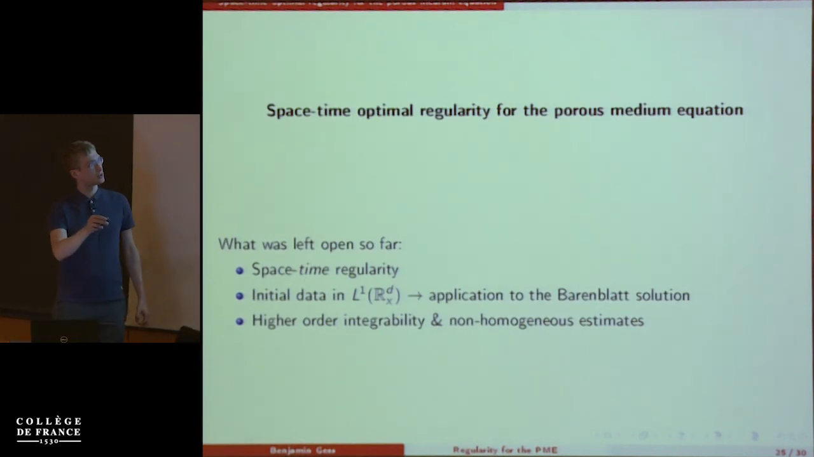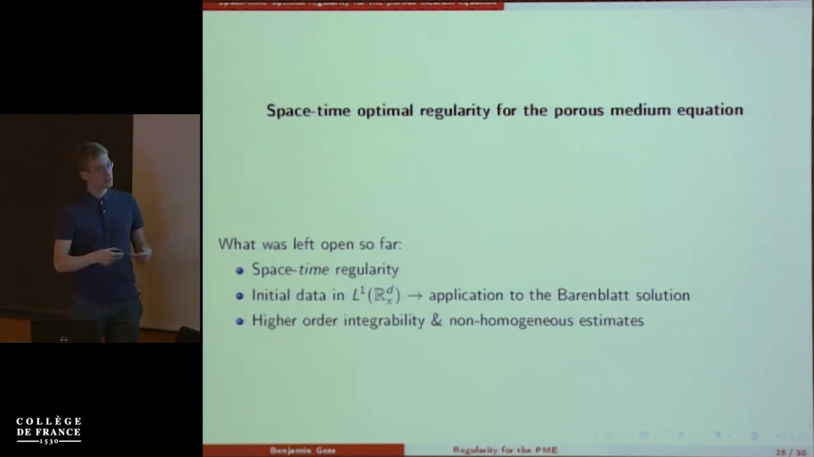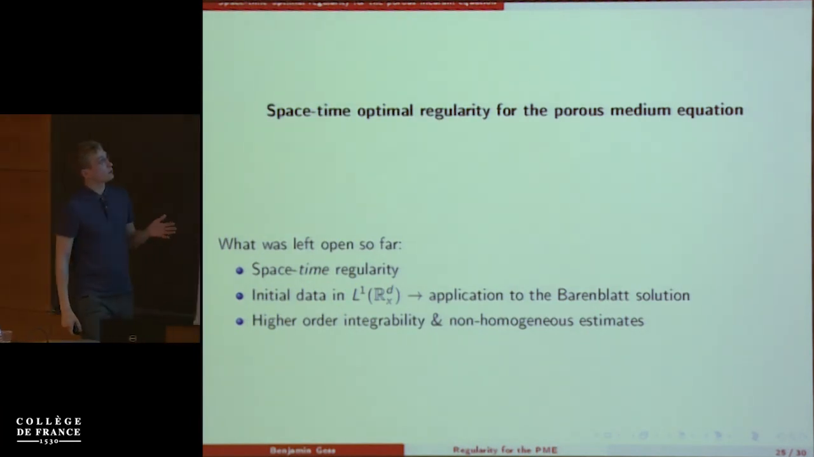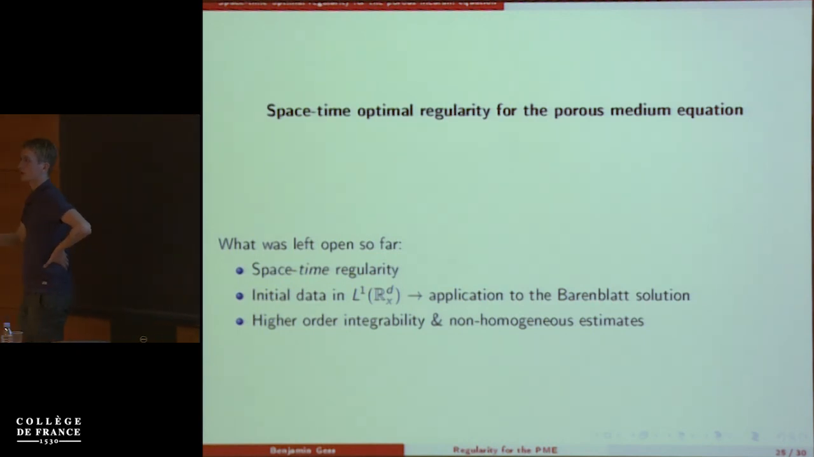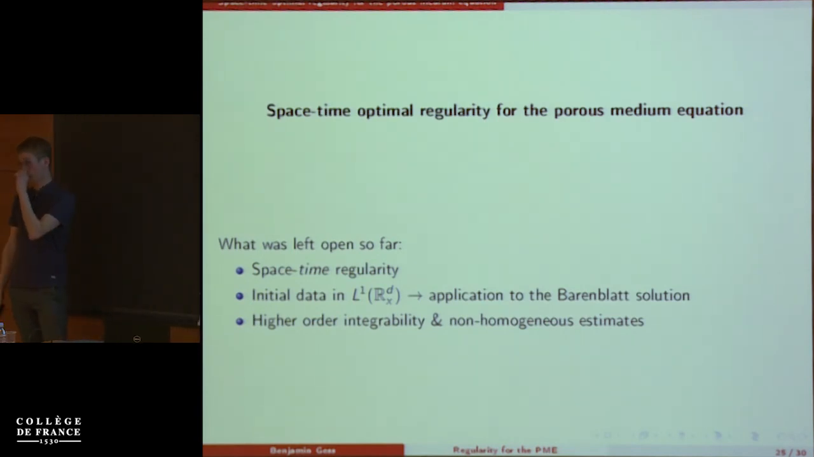So the Barenblatt solution starts at the Dirac data. So it's a measure, but if you have estimates in L1, this would apply to measure initial data. So you actually want to treat L1. And also, we didn't do any higher order integrability. So if your initial data is already in L^rho, for some rho bigger than 1, you would expect that your solution should have better integrability estimates, maybe with a worse differentiability index, but you should gain integrability. And this doesn't follow from what I've found so far.